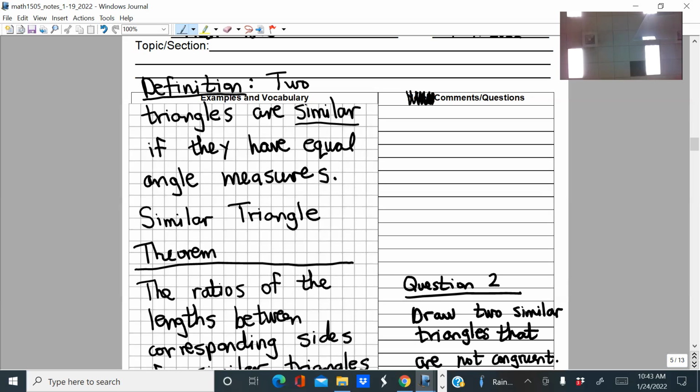Before we look at the statement of the similar triangle theorem, I want you, on your graph paper, if you will, to draw two triangles that are similar, but not congruent, okay? Similar means they'll have the same angle measures, but the lengths of the sides will not be the same, okay?